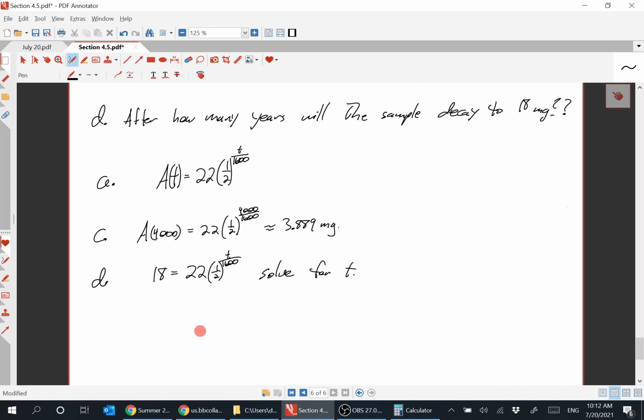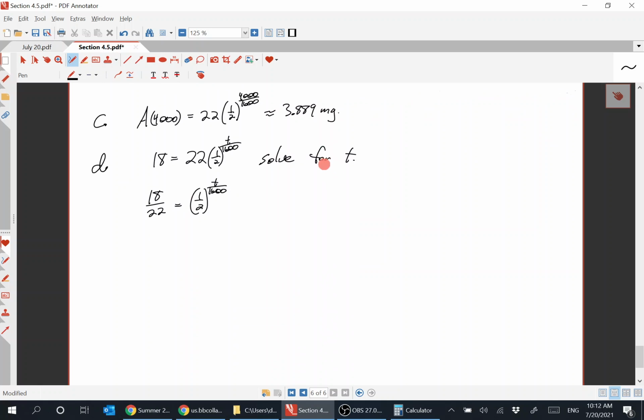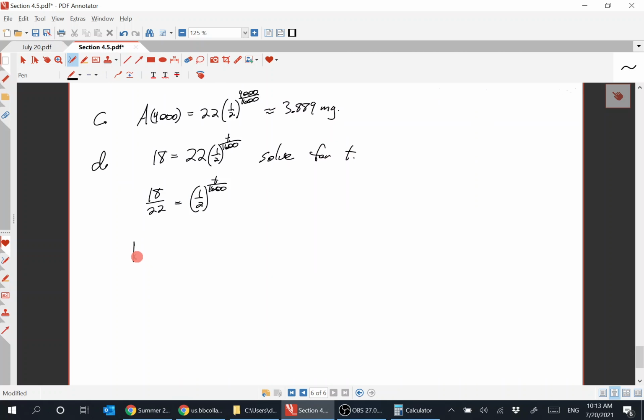Okay, so divide both sides by 22. So 18 over 22 is equal to 1/2 to the t over 1600. I divided both sides by 22 so that I isolate the exponential function. Now that I've isolated the exponential function, I want to apply the log to each side to get the t exponent out of the exponent and down below, so I can solve for t. So apply whichever log function you want. We'll take log base 10 this time.